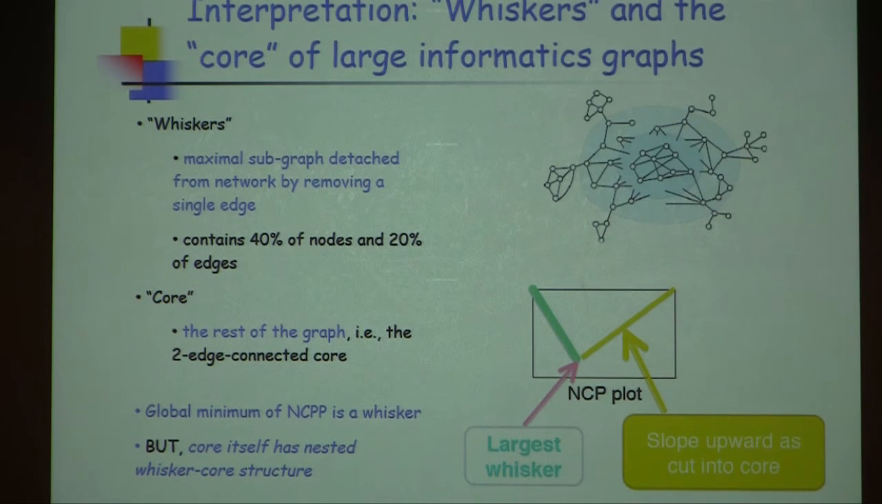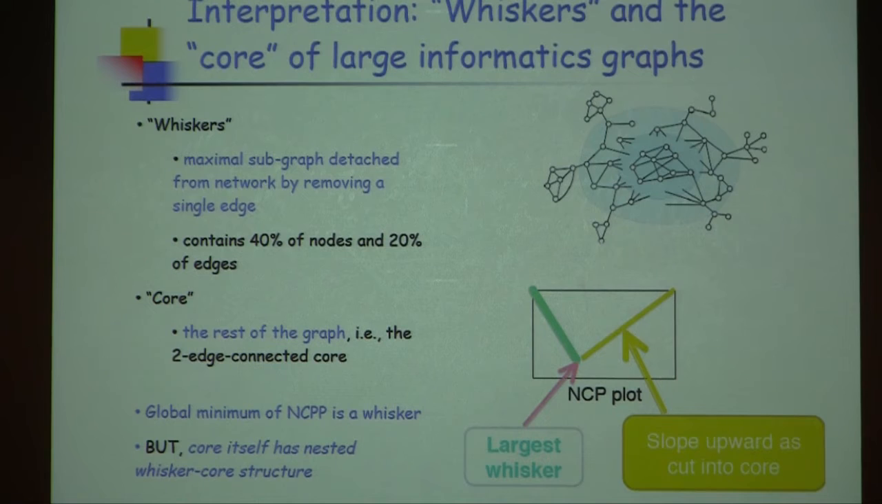So what you want to say is these whiskers are just nuisances. They're not real, cut them off and get to business. But if you cut them off, you're cutting off 40% of the nodes and 20% of the edges. So that's a deal breaker, right?